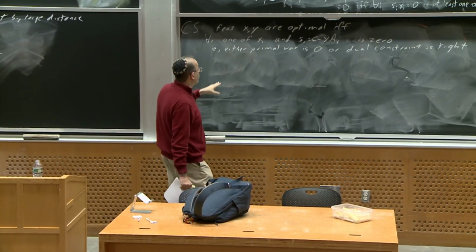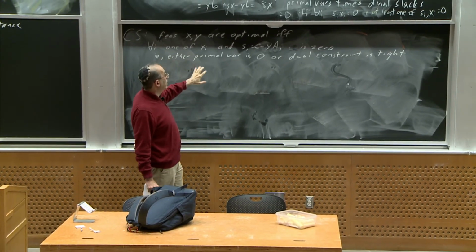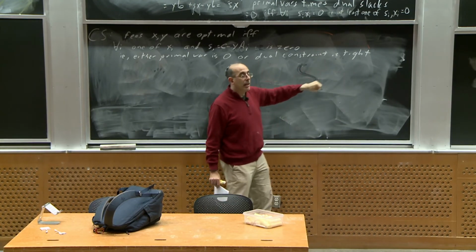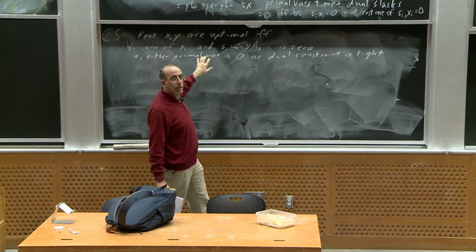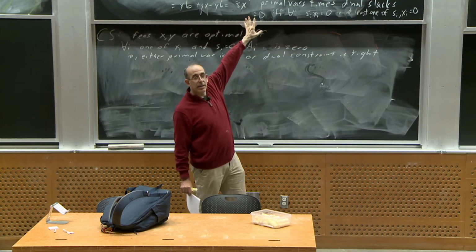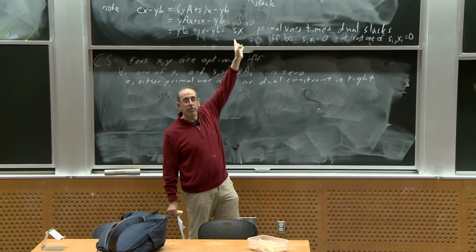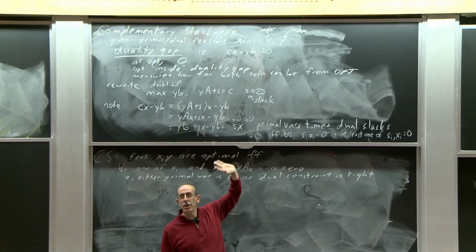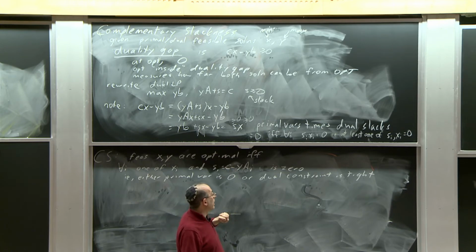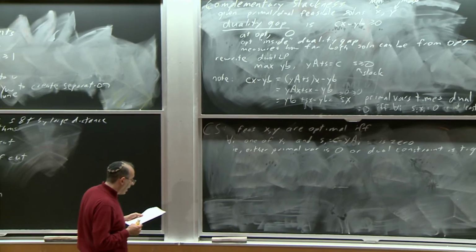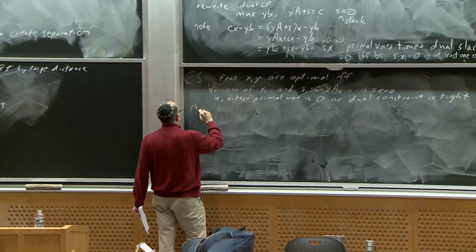Also notice that this goes in both directions. At optimality, either a primal variable is 0 or the dual constraint is tight, and the other way. At optimality, either a dual variable is 0 or the corresponding primal constraint is tight. And again, I phrased this in terms of standard and canonical forms, but it's true for any form of linear program. You can generalize this. So let's see how to use that. Let's apply this to max flow.